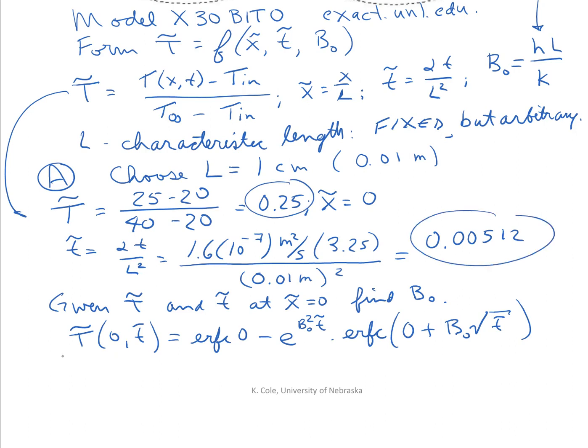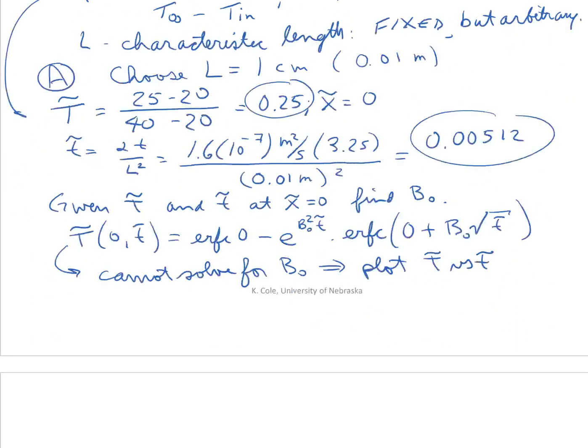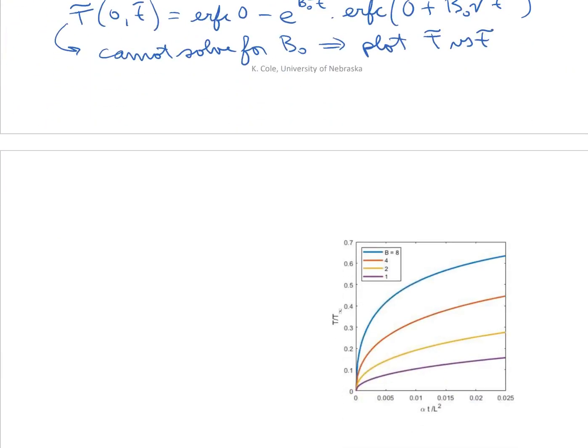Well, I really can't solve it by algebra. I really can't solve for Bi, but I could plot temperature versus time for several Bi numbers. And that's what I've done on the following page. So here's a plot of the dimensionless temperature versus dimensionless time at several different Bi numbers. I've got 1, 2, 4, and 8.